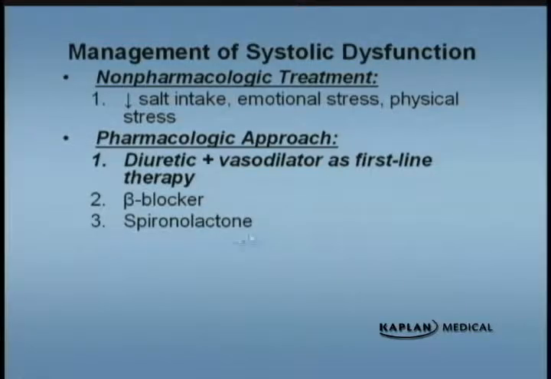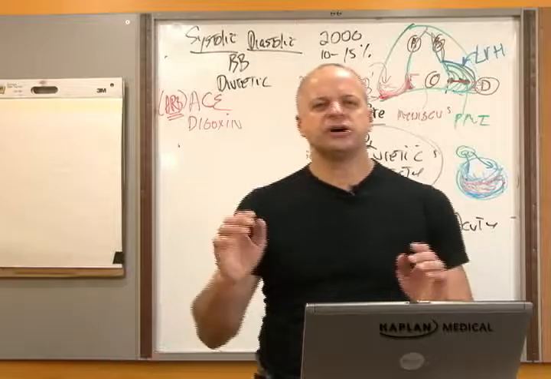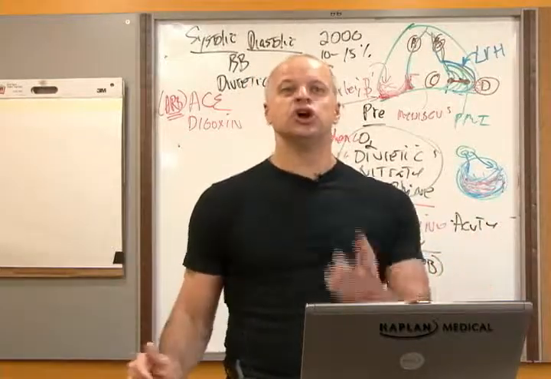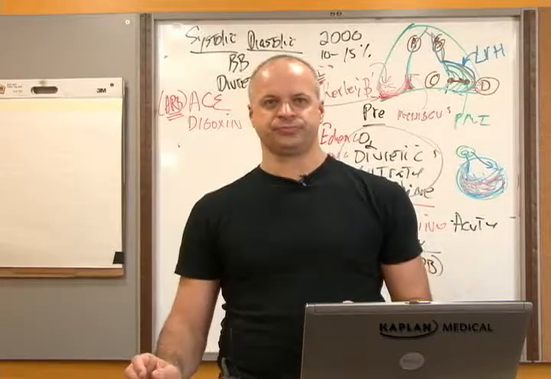Spironolactone helps inhibit the renin-angiotensin system. Now, you notice that adding an inotrope such as digoxin is dead last, because it doesn't lower mortality. The most important thing about congestive failure is which medications lower mortality.